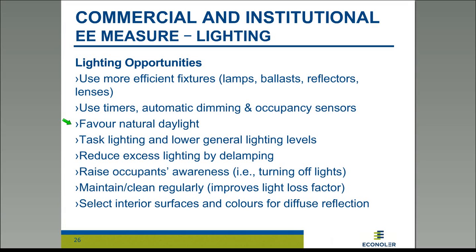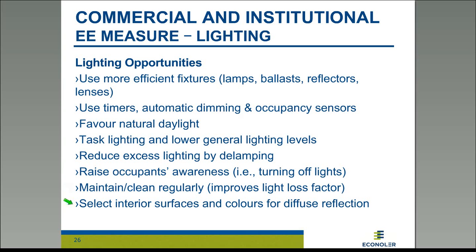You can even make the daylight penetrate deep inside the buildings, but it's still relatively expensive for those kinds of applications. Task lighting and using lower general lighting levels has been applied in several buildings with success. Reduce excess lighting by delamping, mainly in retrofit applications. Occupant awareness, turning off lights. This is not a single activity. You need to repeat those awareness activities from time to time to maintain the motivation of people to participate in such a program.